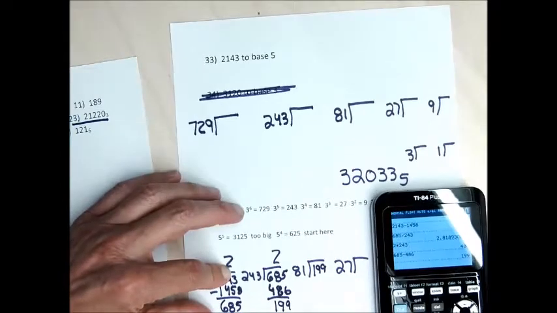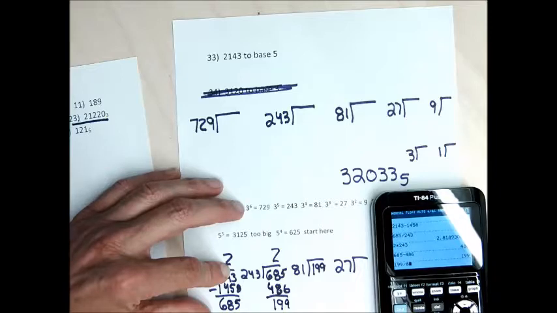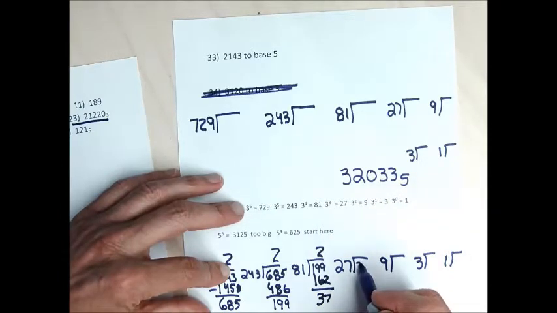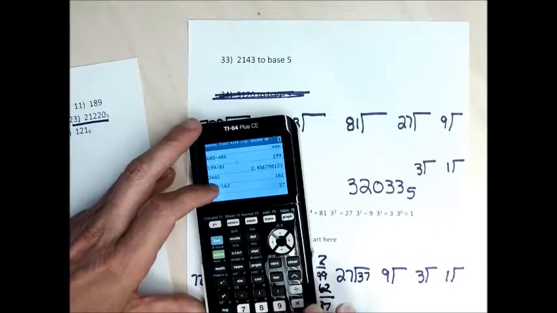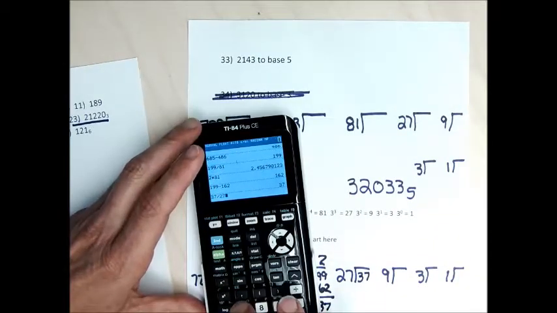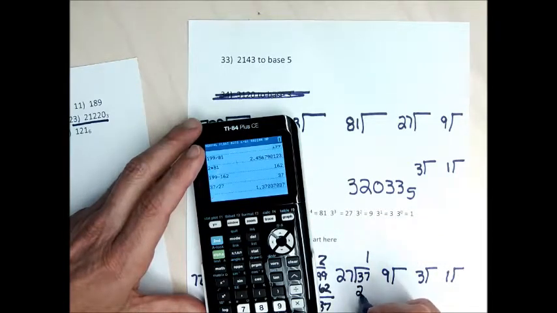And now I'm going to do 199 divided by 81. I get another 2 point something. Multiply the 2 that I put on top by the 81 and get 162. Now 199 minus 162 and get 37. 37 is bigger than that 27, so I could sneak it under there. And now 37 divided by 27 gives me 1 point something, so I put a 1 on top. 1 times 27 is 27, and 37 minus 27 is 10.